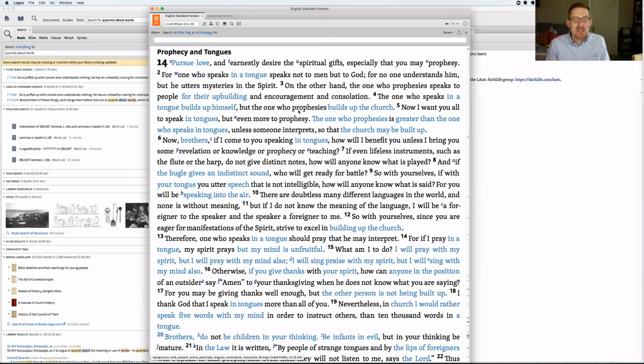How am I going to benefit you unless I give you some revelation or knowledge or prophecy or teaching in a language that you can understand? That's the implication here. If even lifeless instruments such as the flute or the harp do not give distinct notes, how will anyone know what is played? Verse 9, so with yourselves, if with your tongue you utter speech that is not intelligible, how will anyone know what is said? You will be speaking into the air.